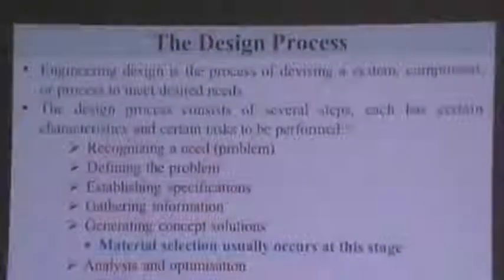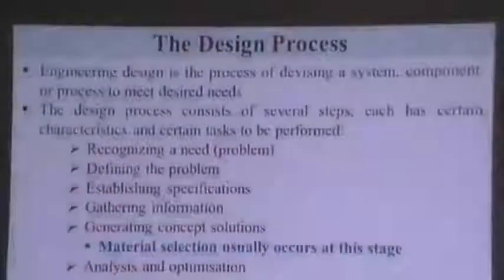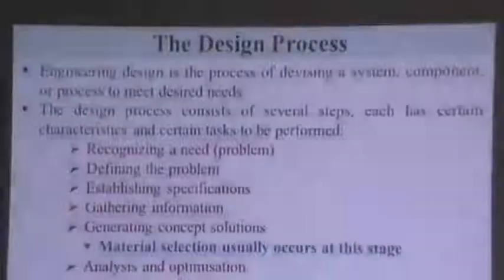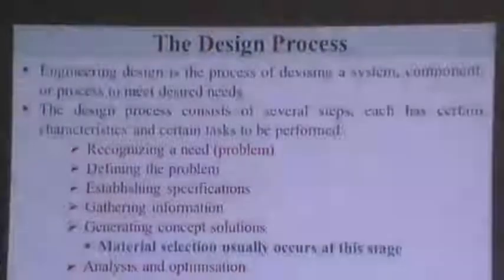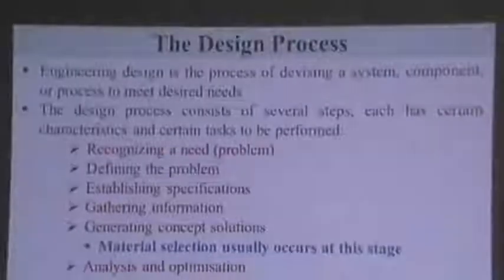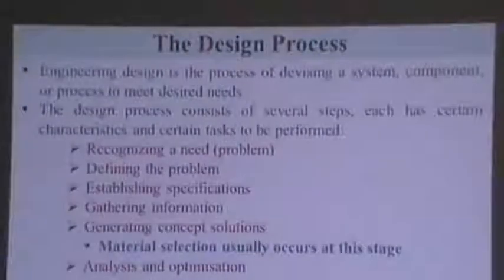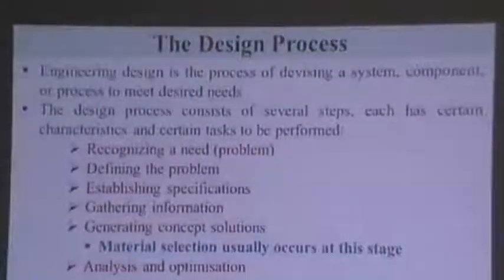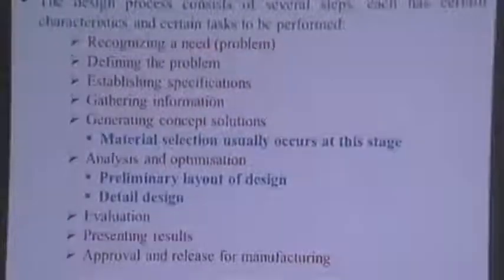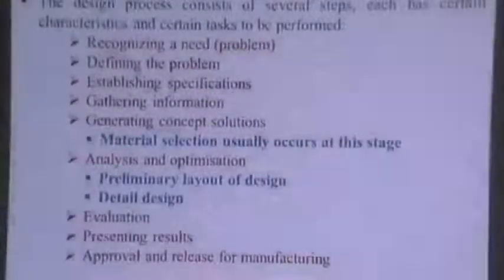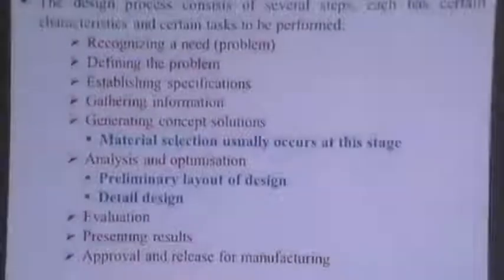Okay, here we need to recall the design process, which consists of many steps. The first step is to recognize the problem, or to identify or define the problem. Then we need to establish specifications by translating the customer needs into engineering requirements or specifications. After that, gathering information, generating concept solutions and ideas. In this stage, the selection of materials usually starts with the generation of concepts.